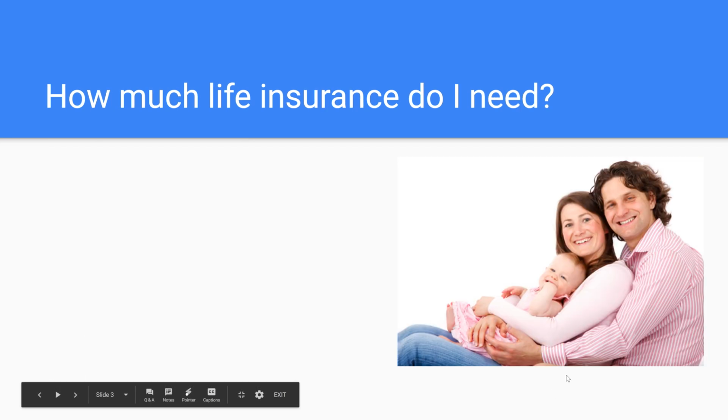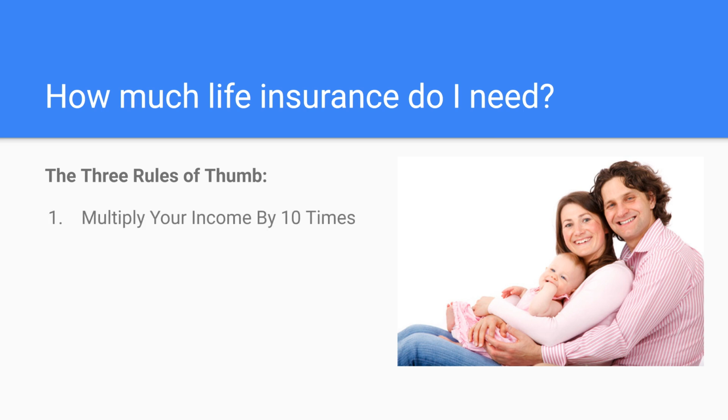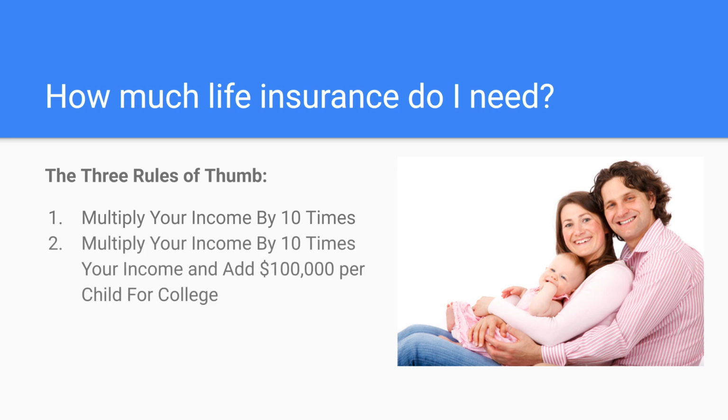So how much life insurance do you really need? Let's dive into that, because that's really what I want to go into for the rest of this module. There are 3 rules of thumb for you to consider that are extremely basic. The first rule of thumb is multiplying your income times 10. At bare minimum, you should at least have 10 times your income. That's almost a no-brainer. It's like, hey, if something happens, at least give your family 10 years so they could be okay for the next 10 years.